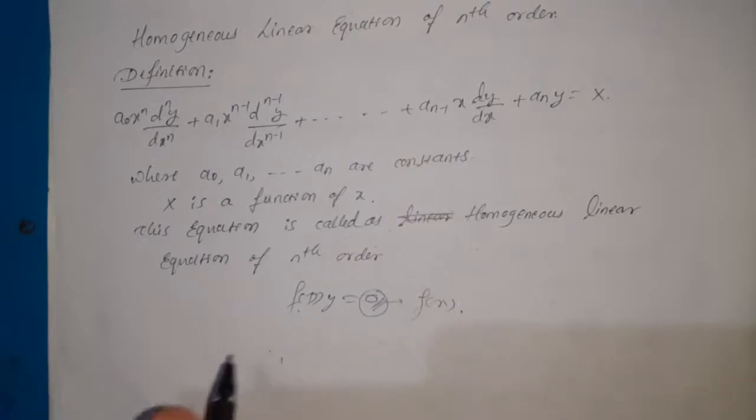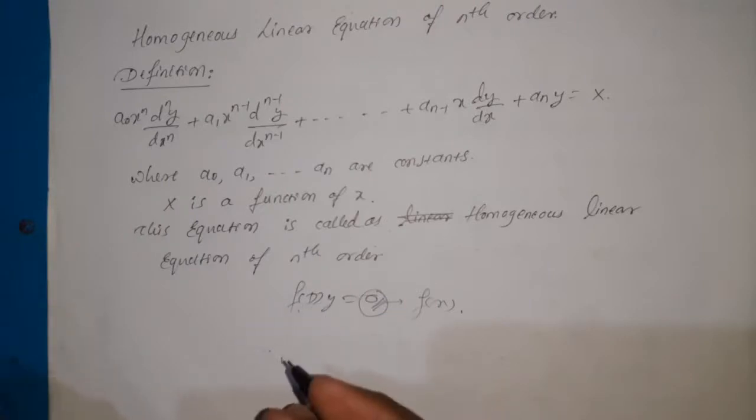So for finding the particular integral, already we have 5 cases, right? In case 1, e power ax, sin ax or cos ax, and x power m, e power ax into V, and x into V, right? So 5 types of particular integrals we have studied in the previous unit. So by using the previous knowledge, we are going to solve the homogeneous linear equations of nth order.